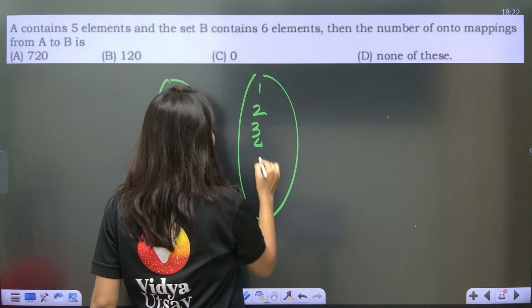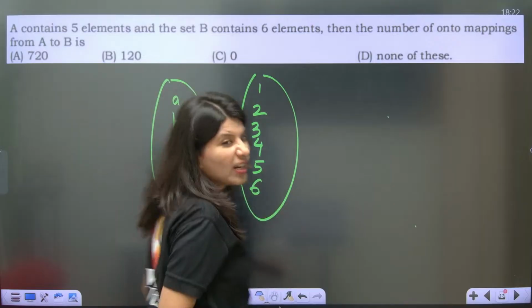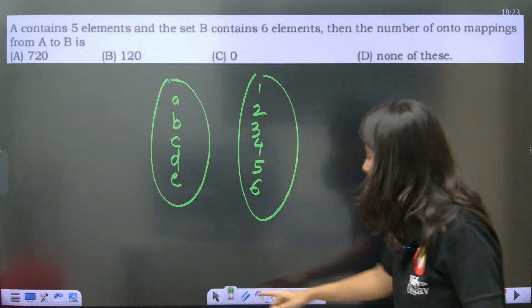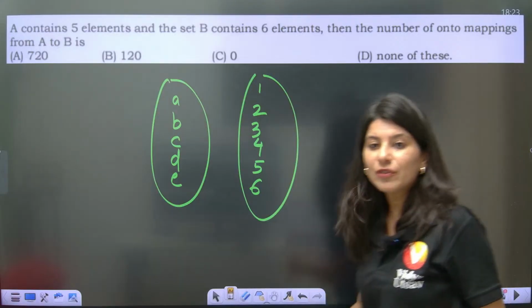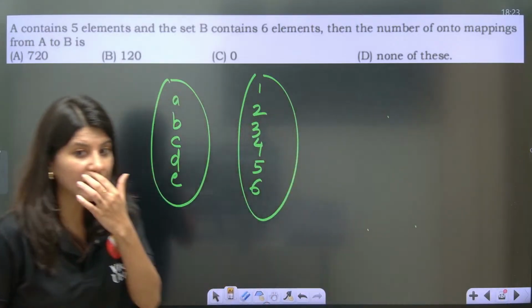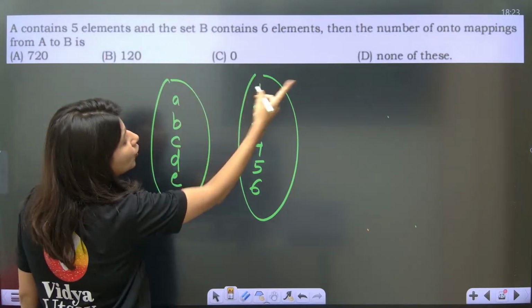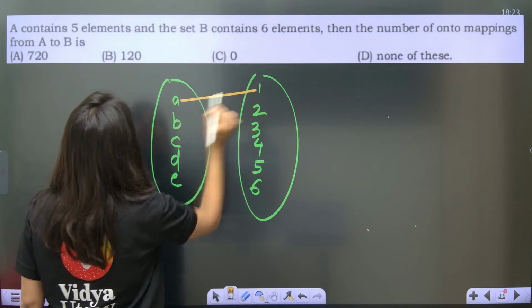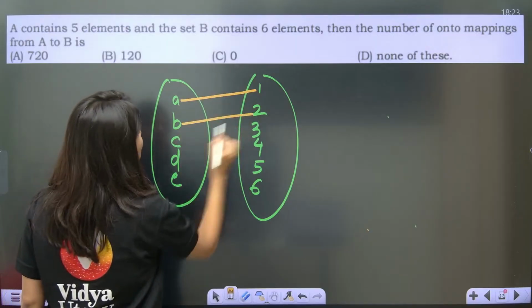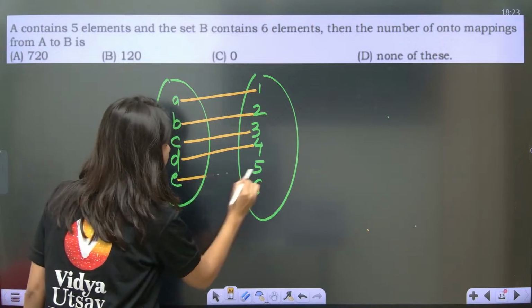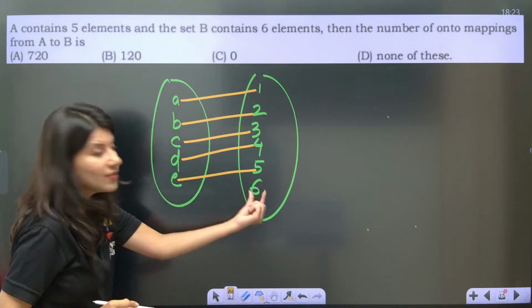Sometimes what happens, students, you feel that this is a difficult question. But this is not at all a difficult question if you realize onto mappings. Just understand that this A is onto mapping. A is 1, B is 2, C is 3, D is 4. You want onto. And E is 5. Now understand this 6 will be left out.